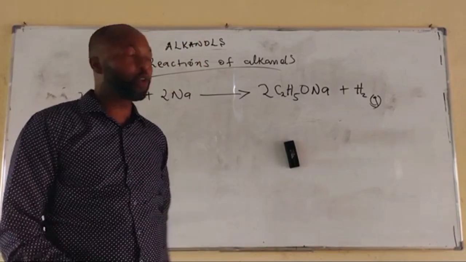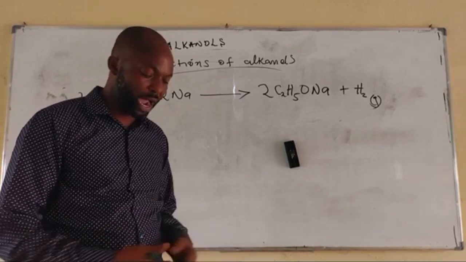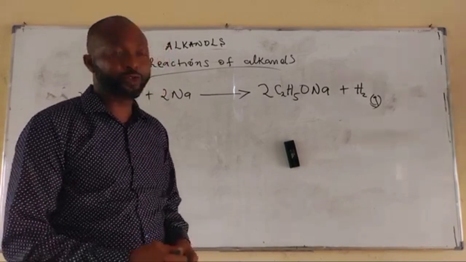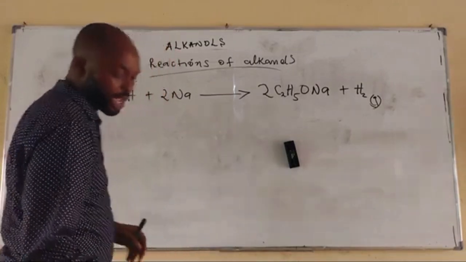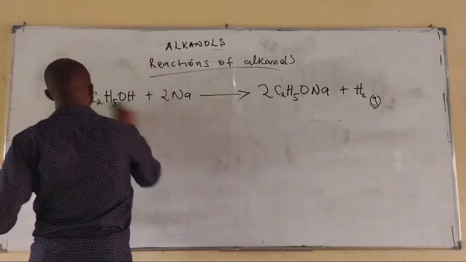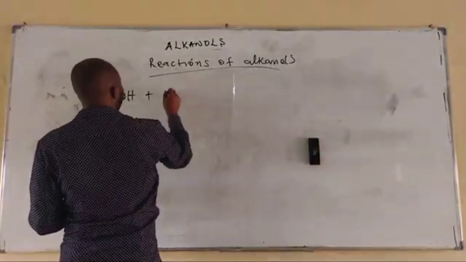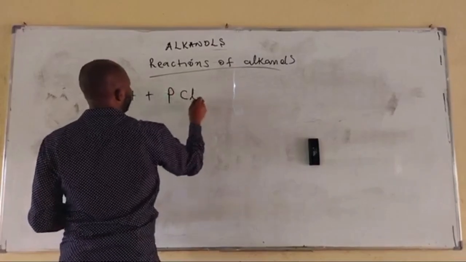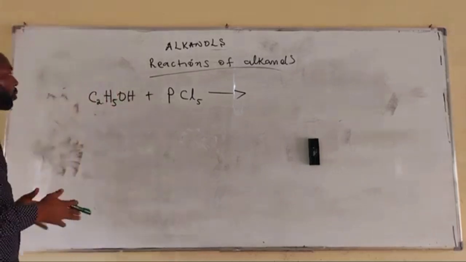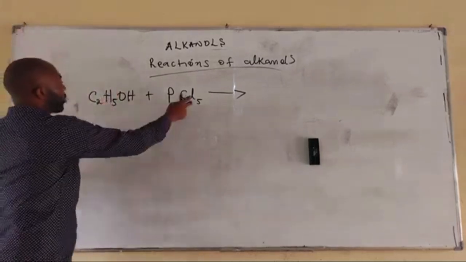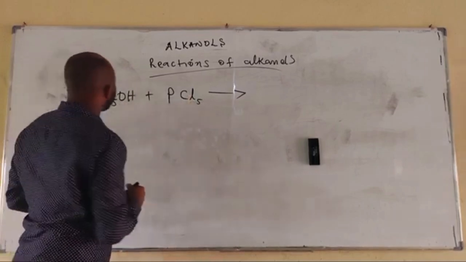So formation of haloalkanes is another reaction. How do we form haloalkanes? Reaction with phosphorus pentachloride. So we are going to use ethanol to react with phosphorus pentachloride. So we want to form haloalkanes, which means this halogen will replace this OH. That is it. So now what are we going to have?